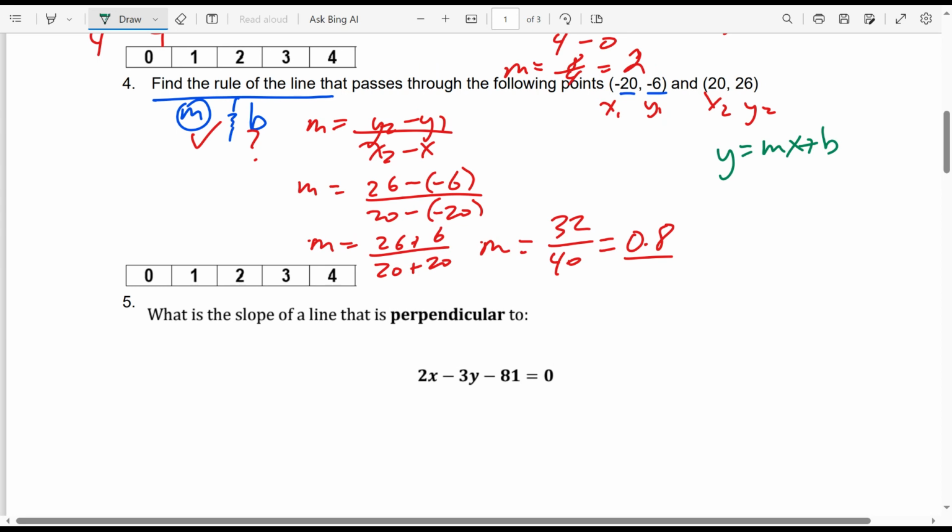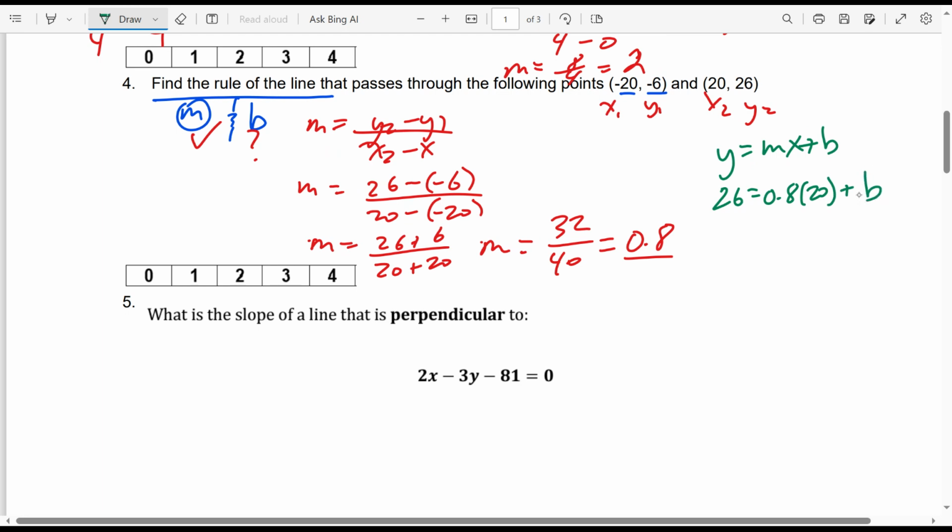So I have my M now, and if I have a choice between that point and that point, which one do you think I'd rather use? The one on the right. I'd rather avoid the negatives if I can. That's true in life too. No? We're not doing life advice, we're just doing math? Okay. All right. Feel free to ignore me.